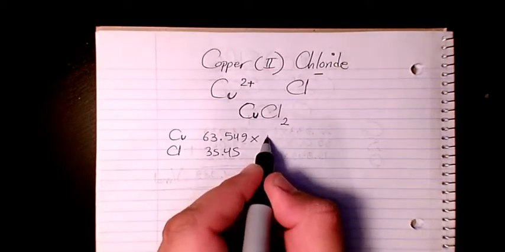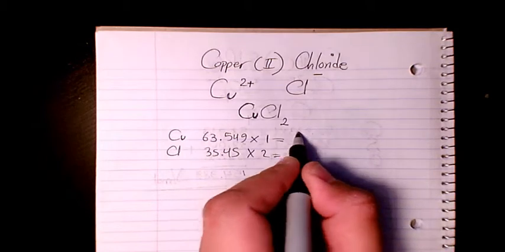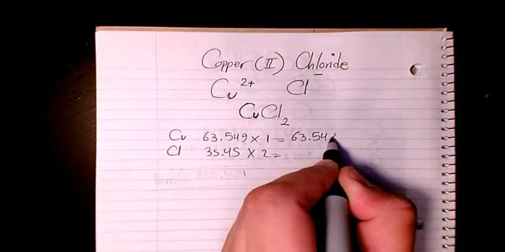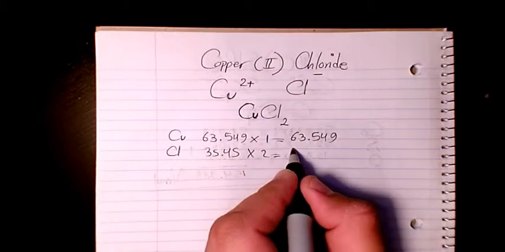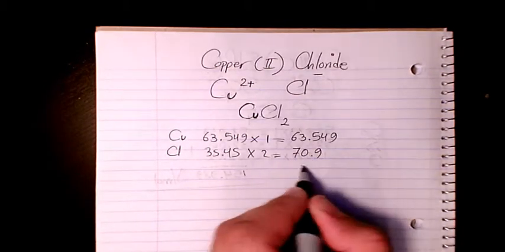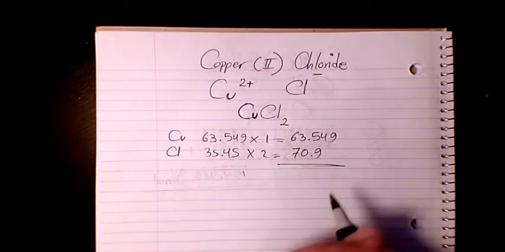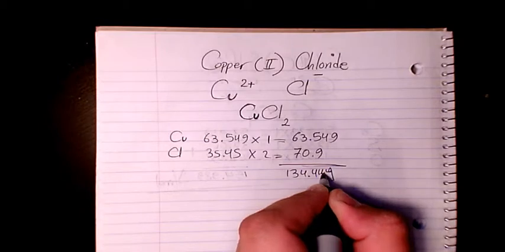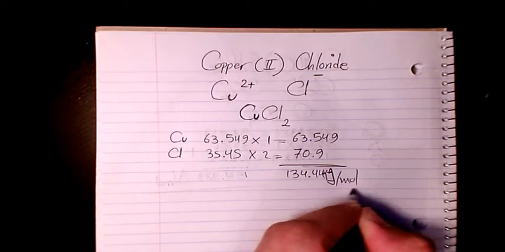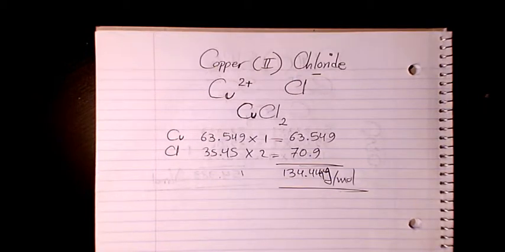We have 1 atom of copper and we have 2 atoms of chlorine. So that makes it 63.549. And here we have 2 times 35.45. So this is going to be 70.9. Then you need to add these two, 63.549 plus 70.9. That makes it 134.449 grams per mole. So that's the molar mass or molecular weight of copper 2 chloride.